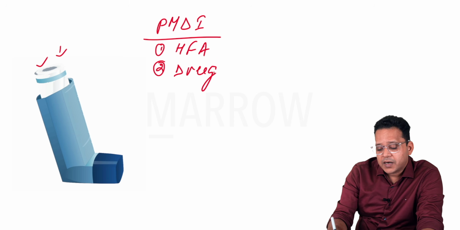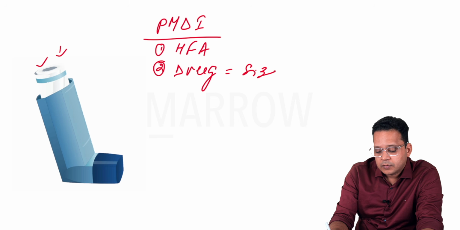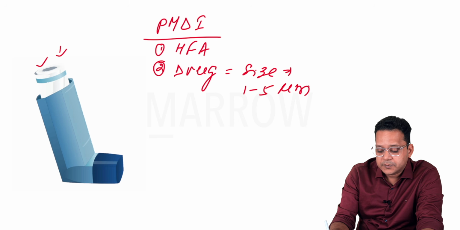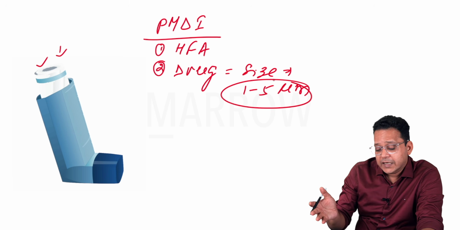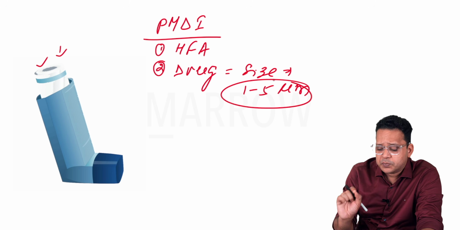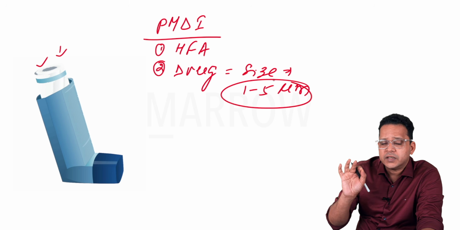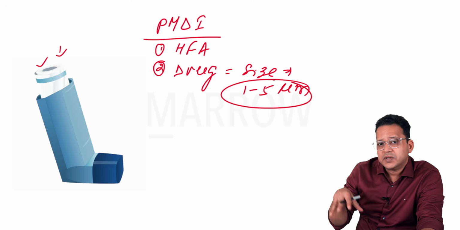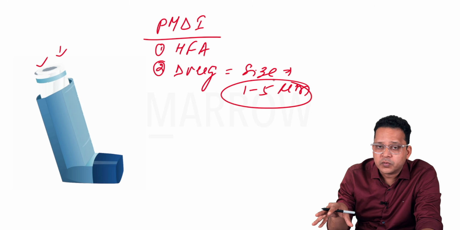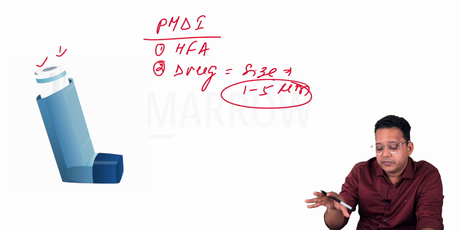Now this drug particle size of the particle is between 1 to 5 micrometers. It should not be less than 1 or more than 5. Both are bad. If it is less than 1, if it has become too small, it would just float in the air, right, in your airway. It will not reach into the lungs. If it is more than 5, it would again get stuck in the airway. So the ideal size is 1 to 5 micrometers.